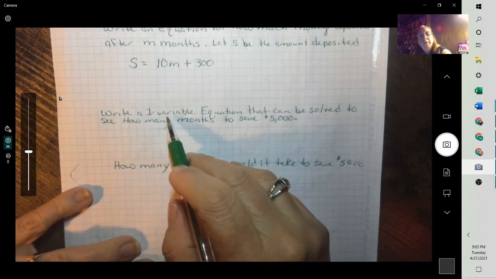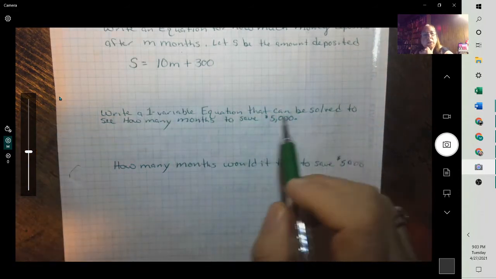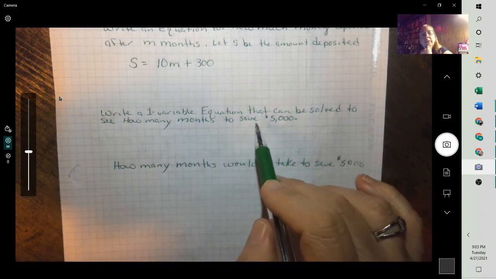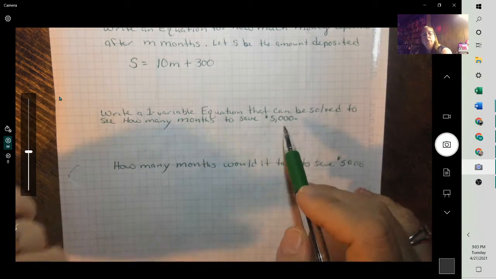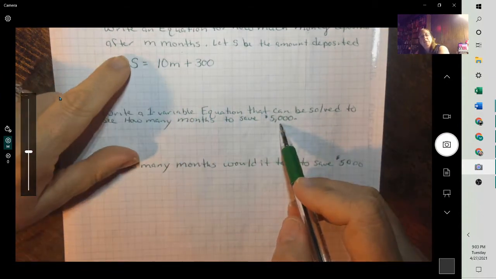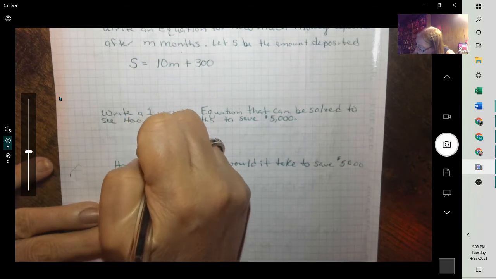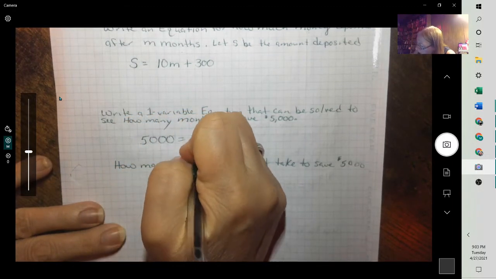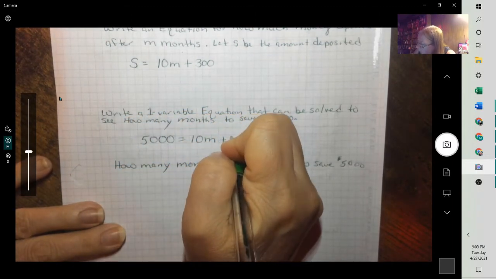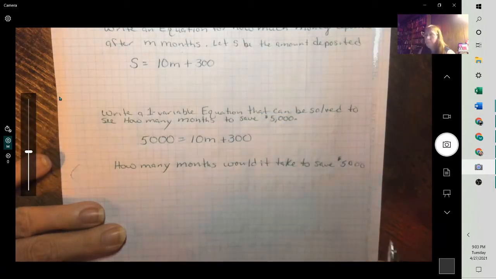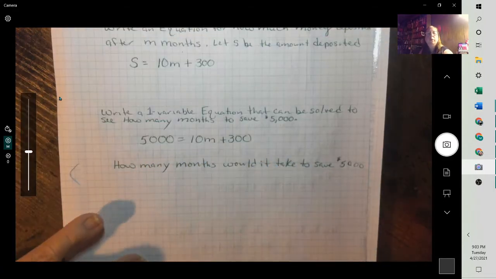Write a one-variable equation that can be solved to see how many months to save $5,000. We want to save $5,000, so that goes into S. And we're looking for M, which is months. So they just wanted the equation.